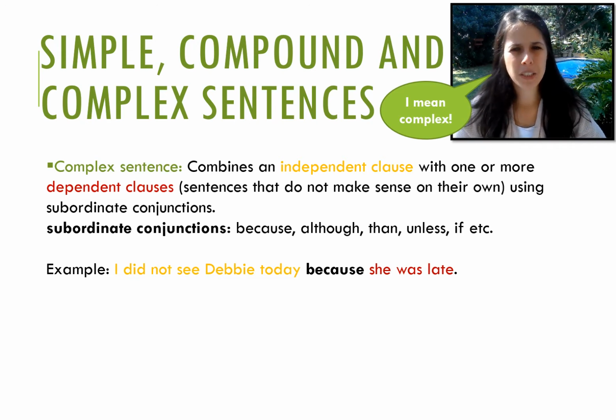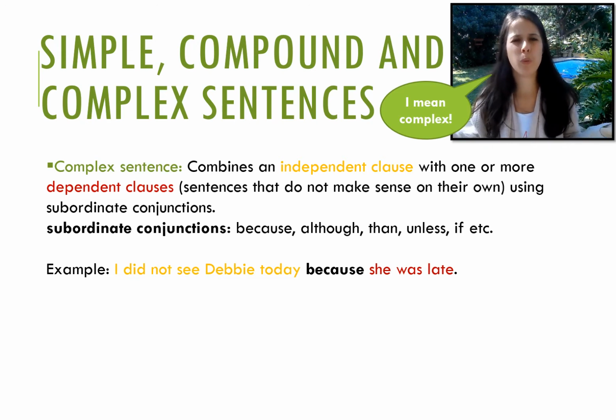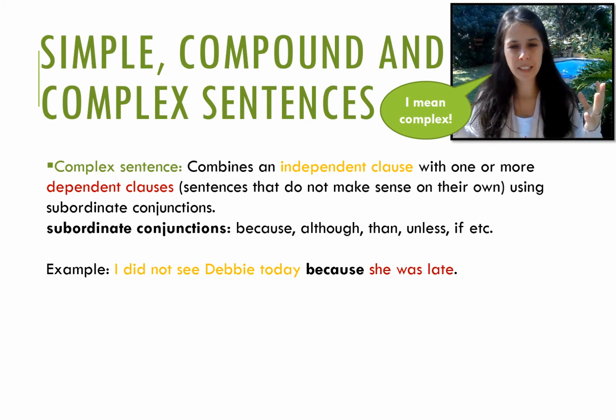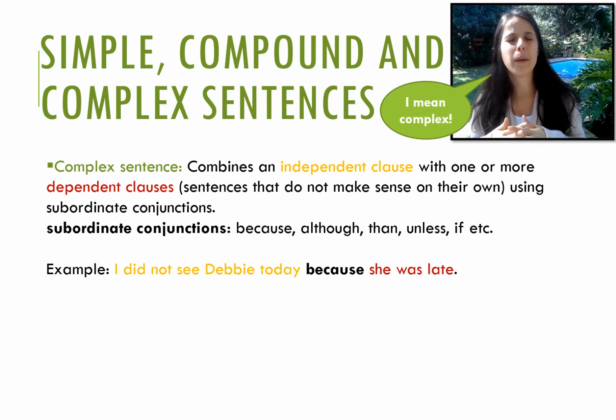If I come up to you and say she was late, you don't know who I'm talking about and you don't know what I'm referring to. So it's a dependent clause. It doesn't make sense on its own. It needs the independent clause to help it make sense. Okay, so if I say she was late, it doesn't make sense. But if I read it all together, I did not see Debbie today because she was late. Now it helps the sentence to make sense.